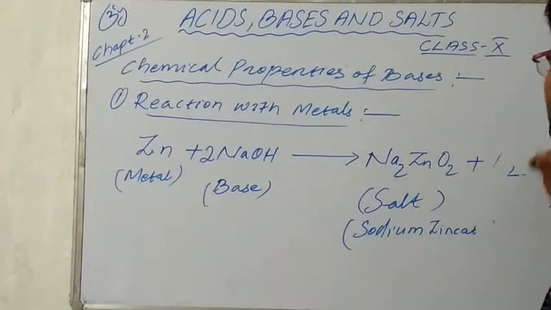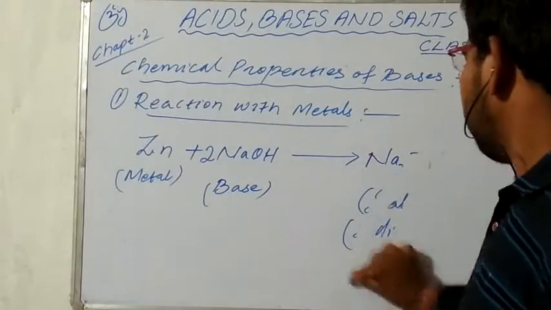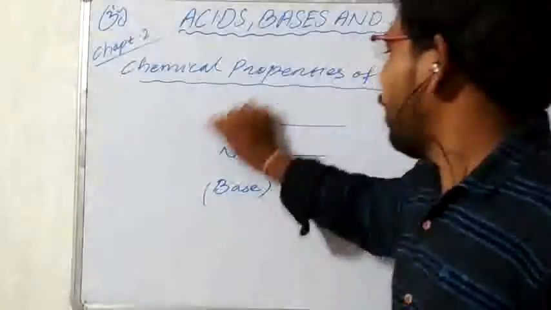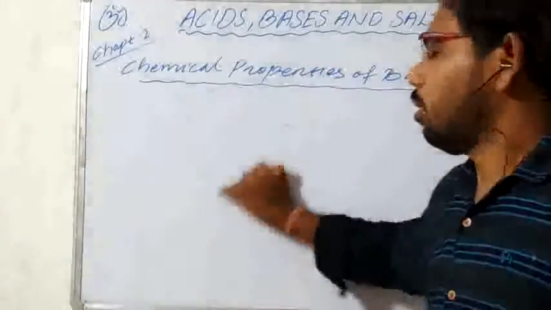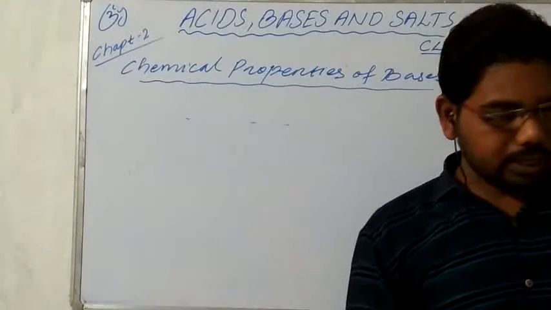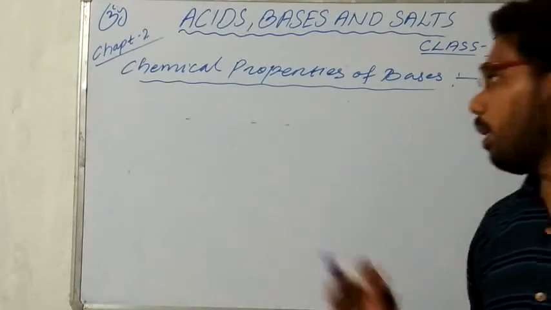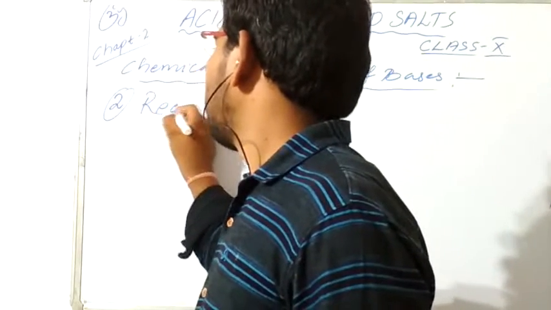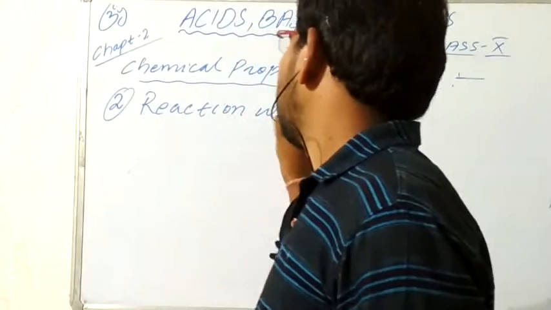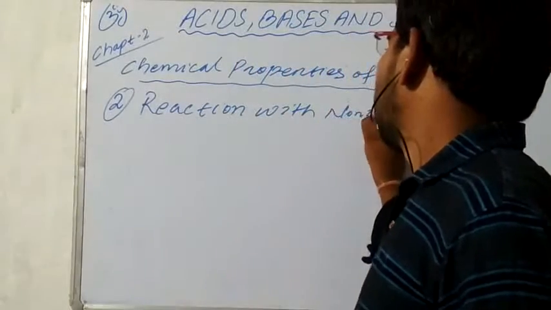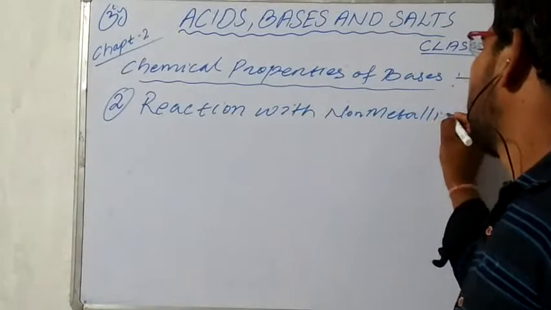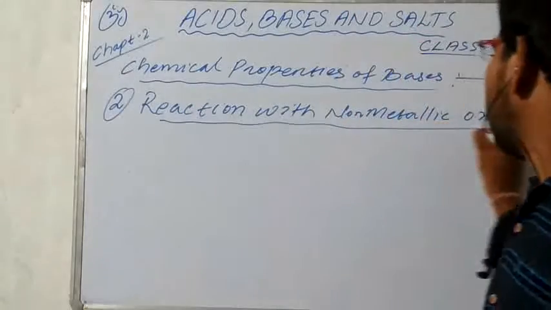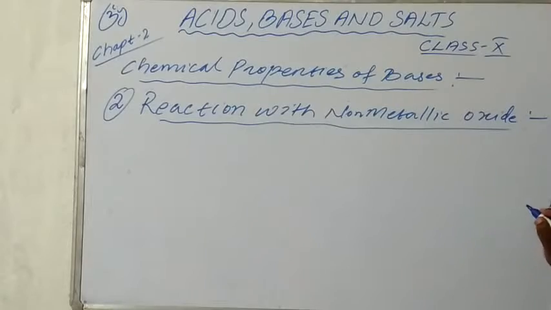So the next, the second property of bases, is reaction with non-metallic oxides. Some non-metallic oxides, for example, are CO2.